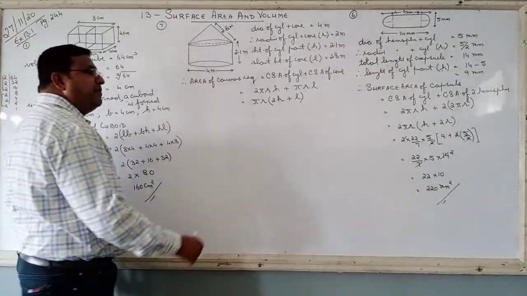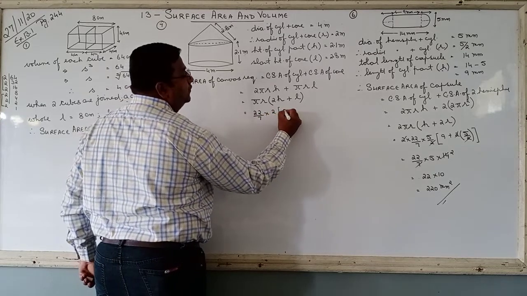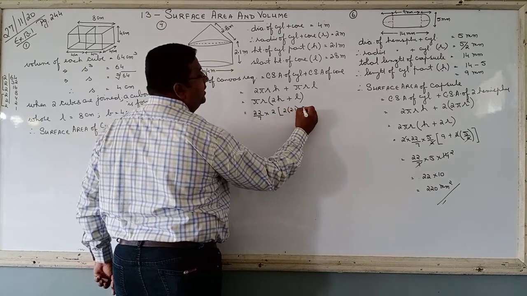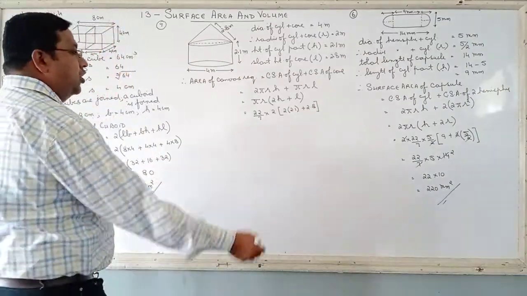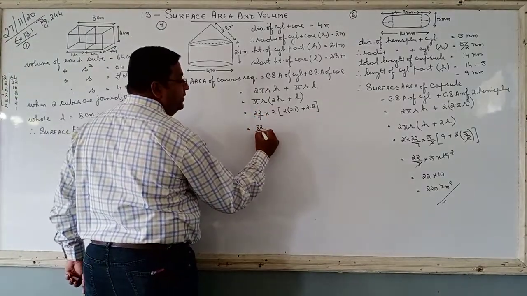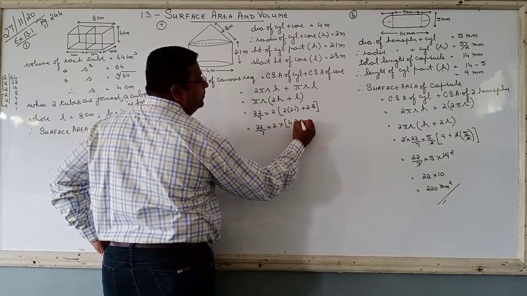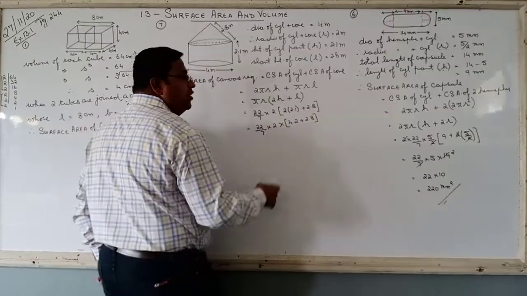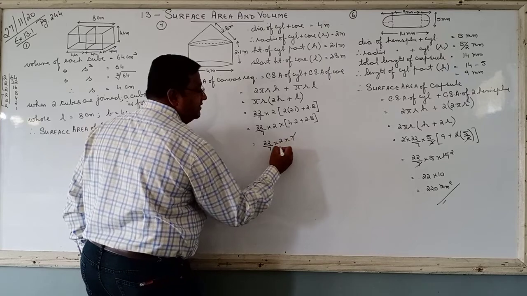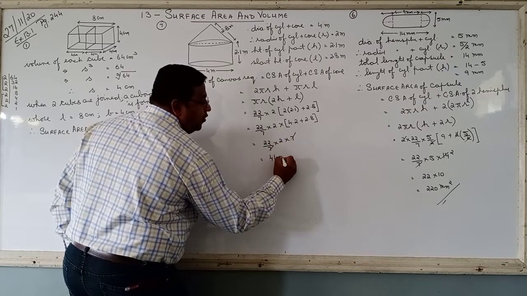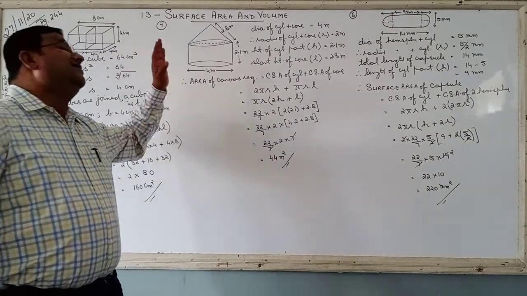Just substitute it. Pi 22 by 7. In place of r, 2. In place of 2 into h, 2 into 2.1 plus L 2.8. Right? Solve it. 22 by 7 into 2 into 2 into 2.1, 4.2 plus 2.8. 4.2 plus 2.8, 7. 22 by 7 into 2 into 7. 7 and 7 cancel. So 44 meters square is the canvas required. Simple calculation. Only if we know the formula.